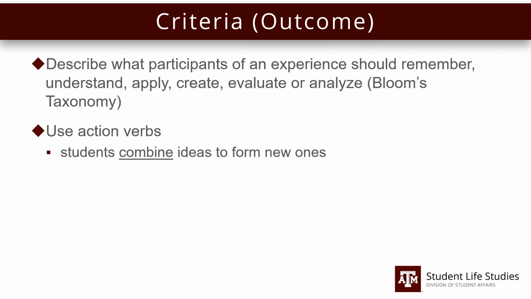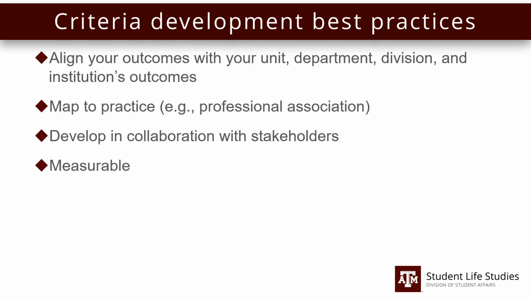As per Bloom's taxonomy, you want to use action verbs in describing the outcome. For example, students combine ideas to form a new idea. The operative word, combine, is an action verb. You want to align the outcomes in your rubric as defined in each criterion with those of your unit, department, division, or the university. Map the rubric's outcome to your professional practice, for example, the value rubrics from the Association of American Colleges and Universities.